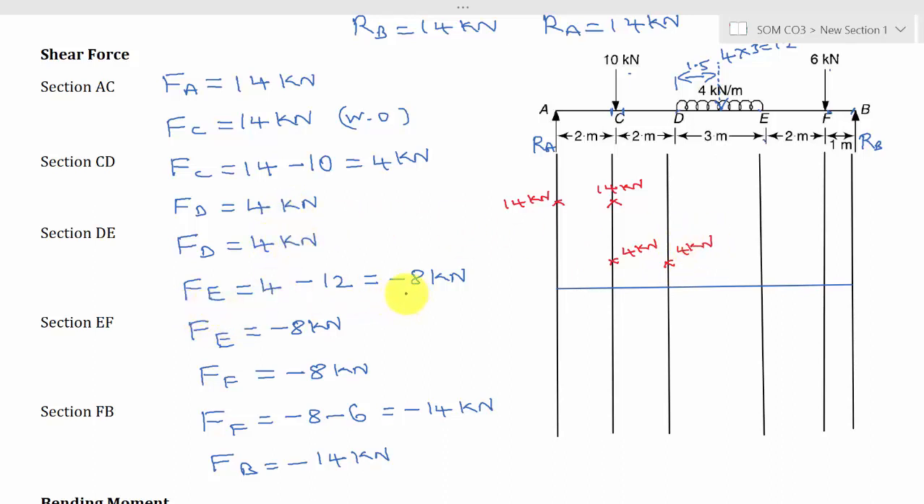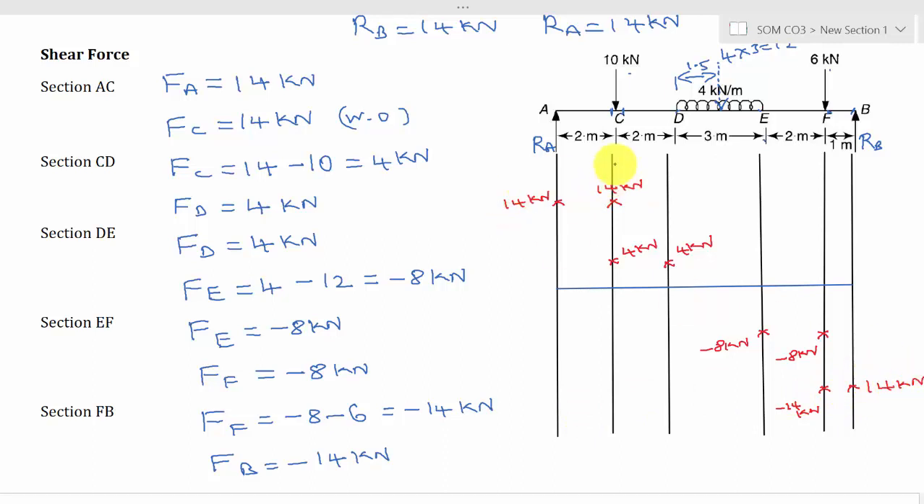Then go to Fe. Fe is minus 8 kilonewton. Then the next Fe value is also minus 8, so there is no change. Then Ff is minus 8 kilonewton. So Ff is also minus 8 kilonewton. Then the next Ff value is minus 14. Okay, minus 8 and it is minus 14 kilonewton. And Fb is also 14 kilonewton.